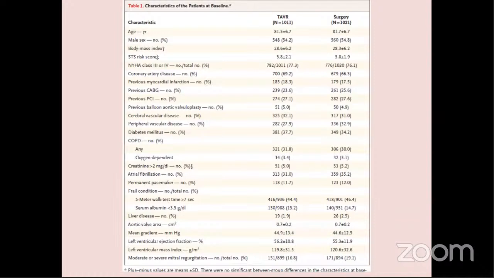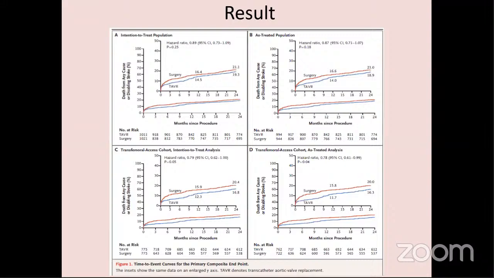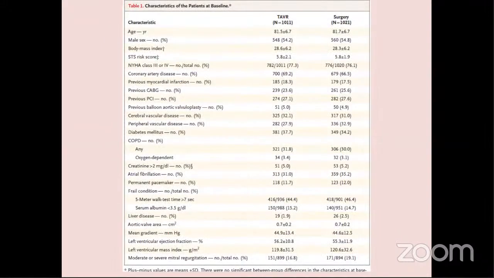Here's the table showing the characteristics of the patients were well balanced between the two groups, with a mean STS score of 5.8. Go back. Look at the age. Yeah, the mean age was 81. And look at the sex. Male was more than the females. No, it was almost 50-50. The reason I highlight this is just to compare it to the low-risk one. Okay, go ahead.